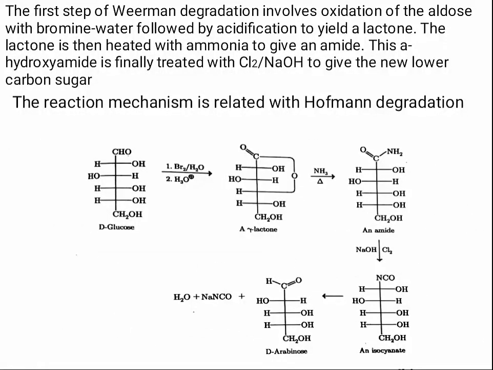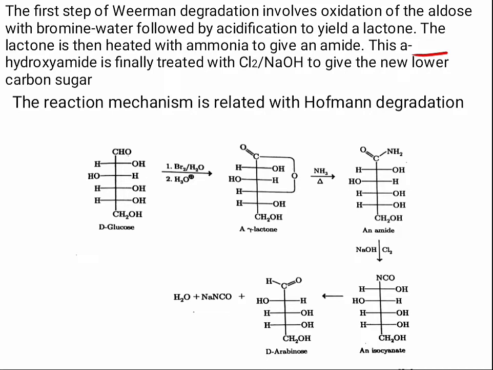The first step of Weerman degradation involves oxidation of the aldose with bromine water, followed by acidification to yield a lactone. The lactone is then heated with ammonia to give an amide. This alpha-hydroxyamide is finally treated with Cl2 and NaOH to give a new lower carbon sugar. This will be alpha, okay, not A. The reaction mechanism is related with Hofmann degradation.